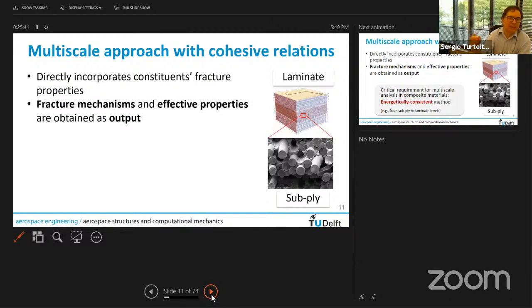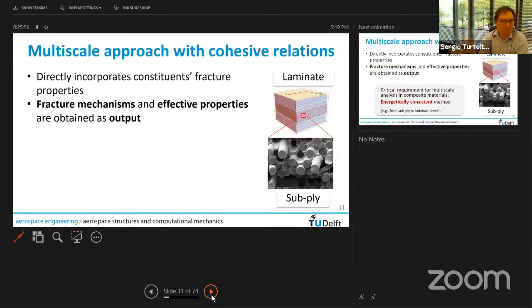Secondly, you don't necessarily have to think too much in terms of indicating what the fracture mechanism is going to be, or what the effective properties are going to be, because in principle, this should come out as an output of the multiscale simulation.